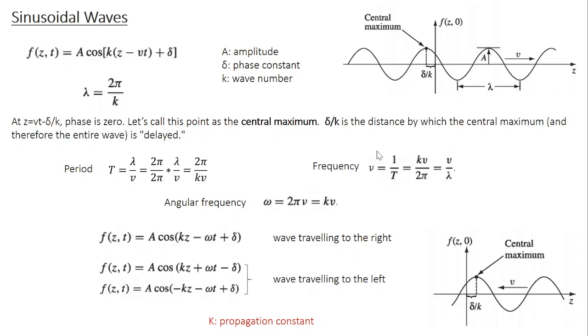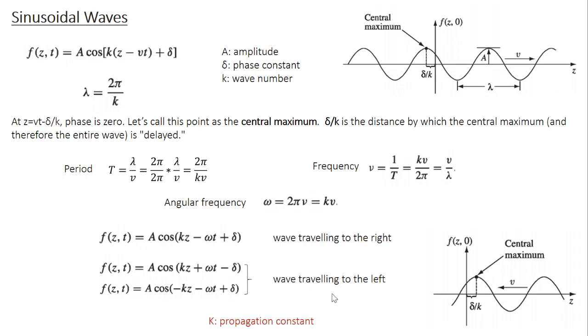You can also write frequency in terms of its angular counterpart, angular frequency, which is nothing but 2 pi into linear frequency. So omega equal to k into v. The standard form of the wave function is always written in terms of angular frequency. So here the phase term, you can expand this. This becomes kz minus kvt. kv is nothing but omega. So you can write a wave traveling to the right along the plus z direction as A cos(kz minus omega t plus delta).